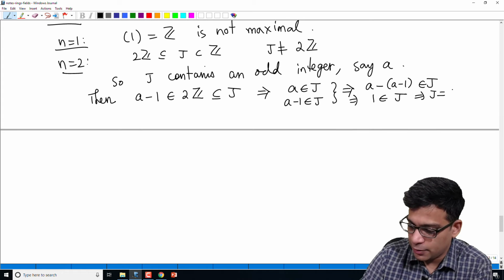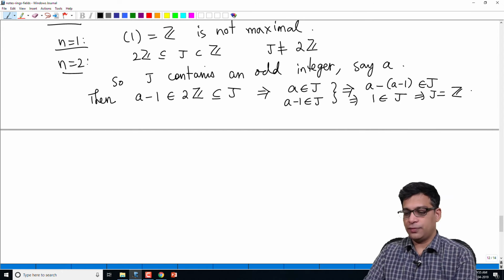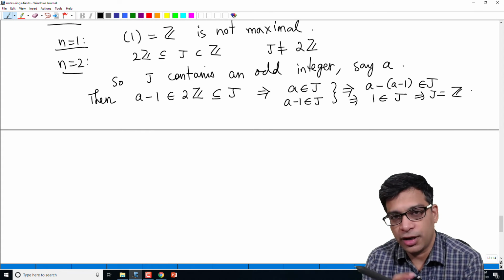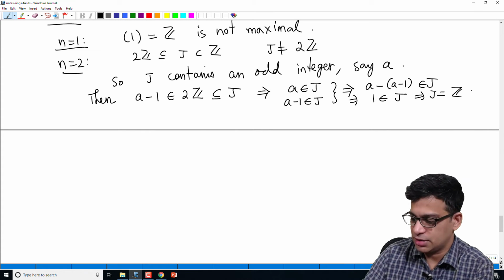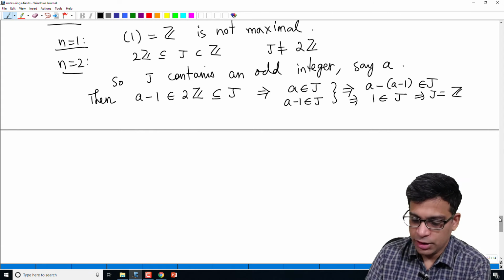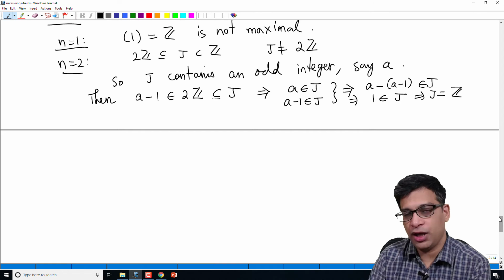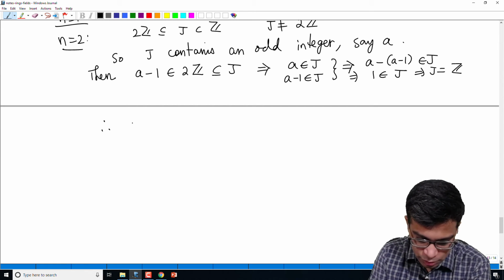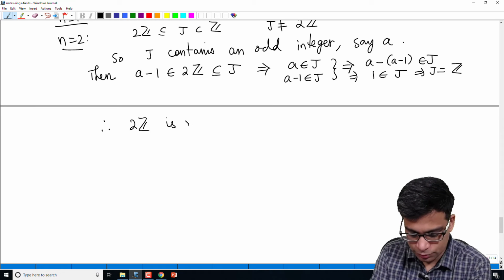That means J is Z. If two consecutive integers are in J, the difference, which is 1, is in J, then J is the unit ideal. That proves that any ideal that properly contains 2Z is the full ring. That means 2Z is maximal.